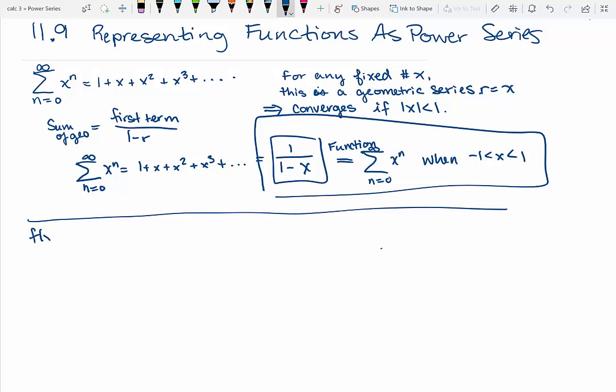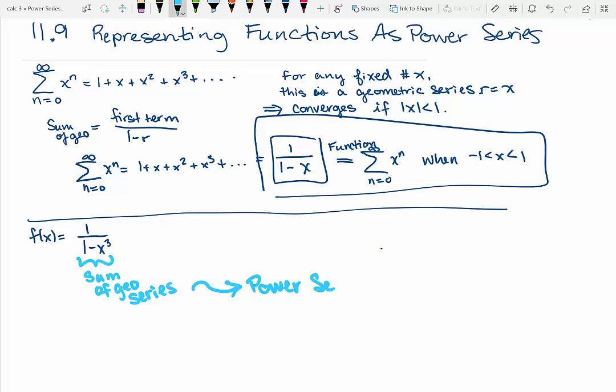Let's extend this and build estimates of other functions. Say the function that I want to look at is 1 over 1 minus x cubed. If I can re-envision this left-hand side as the sum of a geometric series, then that's going to allow me to build a power series that will give the same value on the x values for which it converges. So that's the game we're going to play. What would that be in this case?